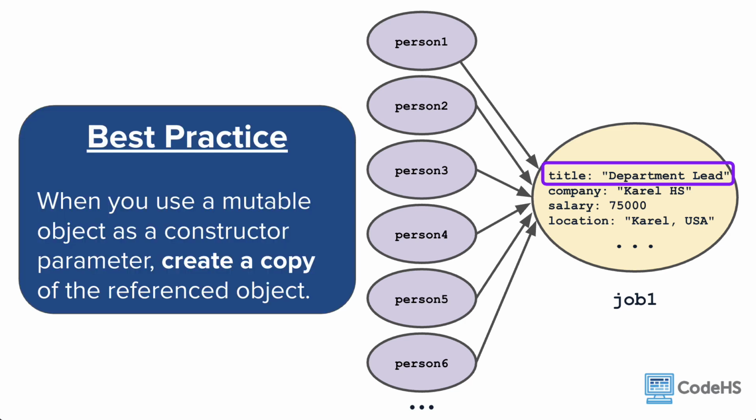To avoid this issue, you can use this best practice. When you use a mutable object, that is, an object whose state can be changed, as a constructor parameter, create a copy of the referenced object. This ensures that no person object can modify the original job object. Let's see how this best practice can be implemented.